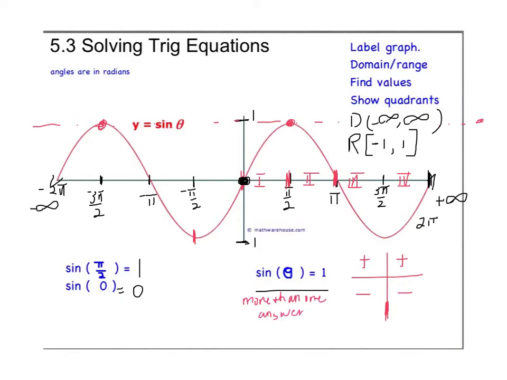So here's my question. If there's more than one answer, how many answers are there from 0 to 2 pi? Well, there's just one answer from 0 to 2 pi. So if I just want my answer to be from 0 to 2 pi, the answer would be theta equals pi over 2. One answer. But if it's not restricted, then it would be pi over 2, and then again pi over 2 plus every iteration of 2 pi, positive and negative.